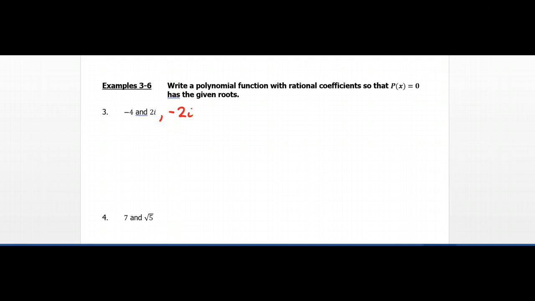And so now we're going to take the negative 4, the 2i, and the negative 2i, and we're going to put them each as factors and write an equation in factored form. So I'm going to say p of x, or you could say f of x, equals, if negative 4 is a root, we know x plus 4 is a factor. 2i is a root, so we know x minus 2i is a factor. And also negative 2i is a root, so we know x plus 2i is a factor.